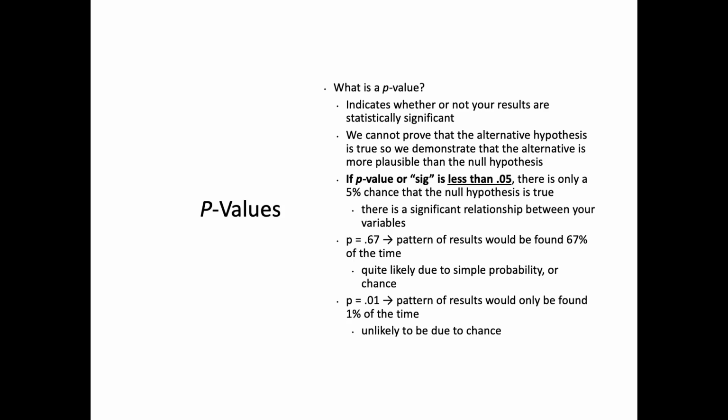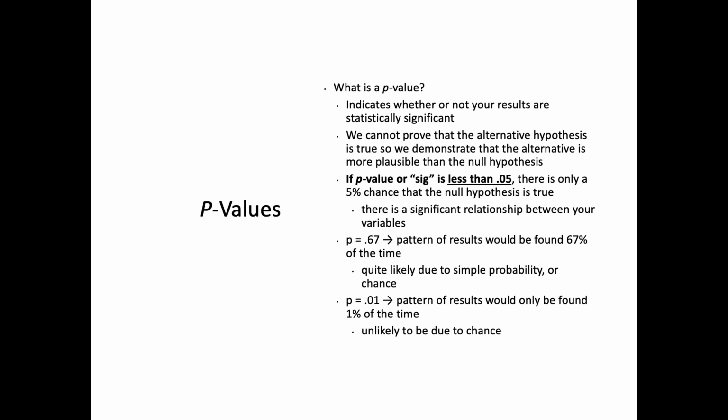But if your p-value is above 0.05, for example, it's 0.67, well, that's a high p-value. And that means the patterns of the results will be found 67% of the time. It's just a by chance thing, probably, if this will happen 67% of the time. So we cannot say that there is a relationship between the two variables.